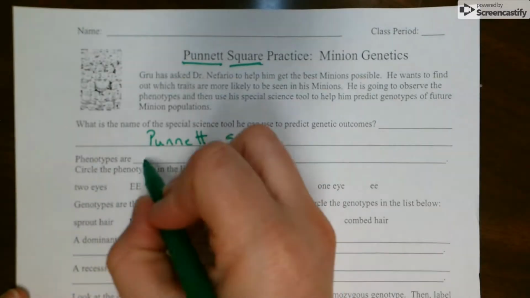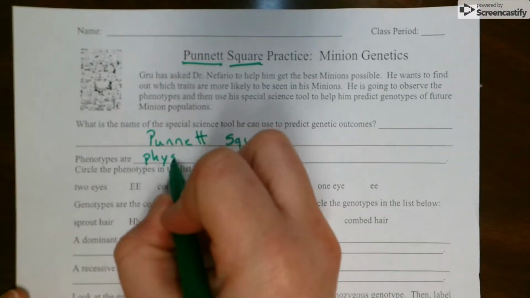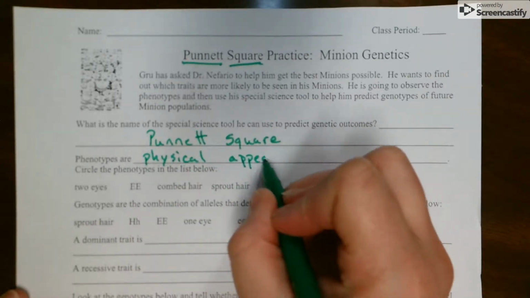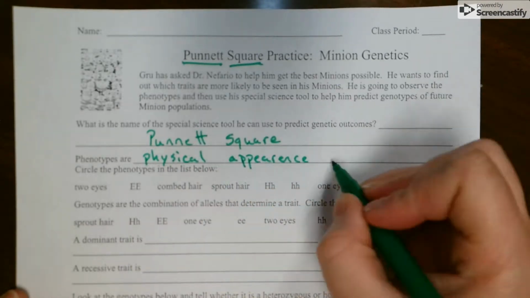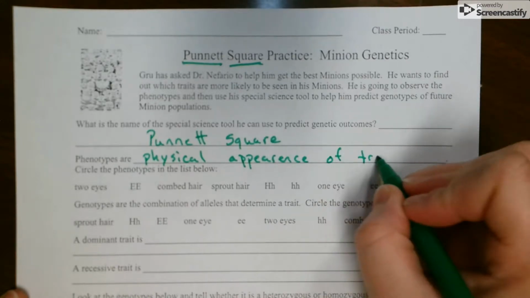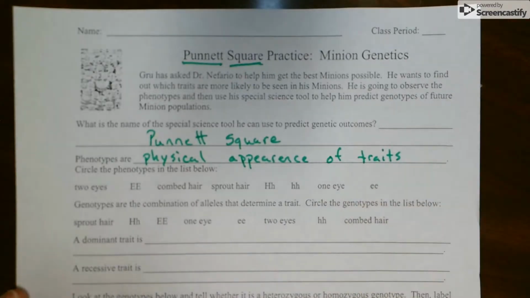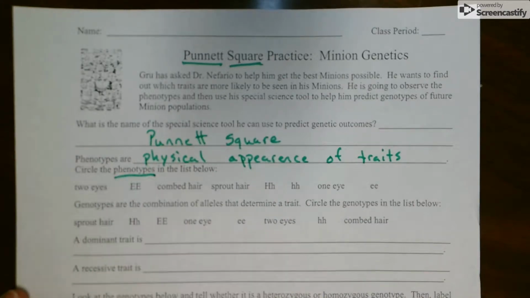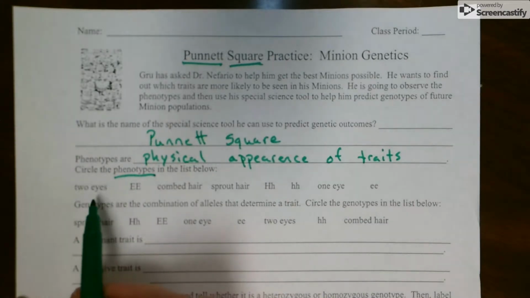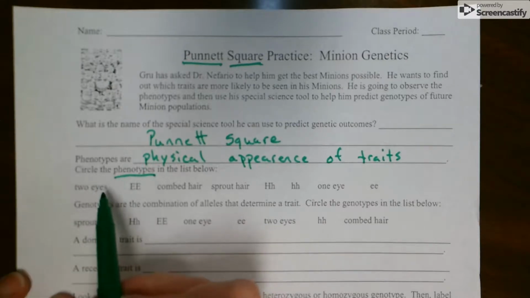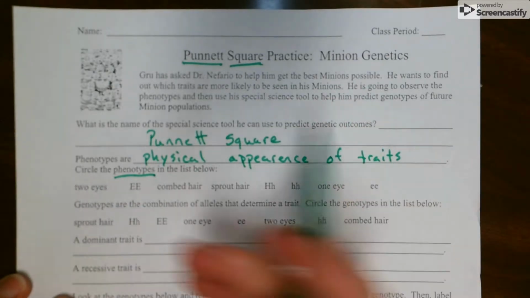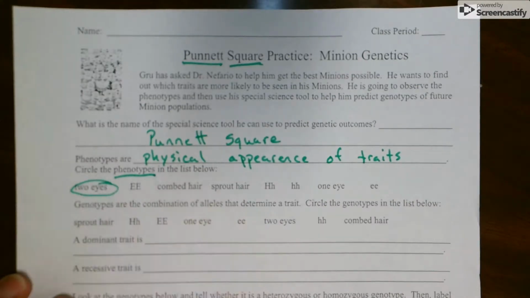Phenotypes are the physical appearance of traits. Then it says to circle the phenotypes in the list below. So I see two eyes, and I know that's something that I could physically see if I was looking at this minion. So I'm going to circle that one.